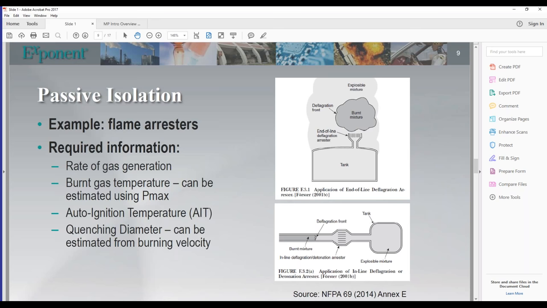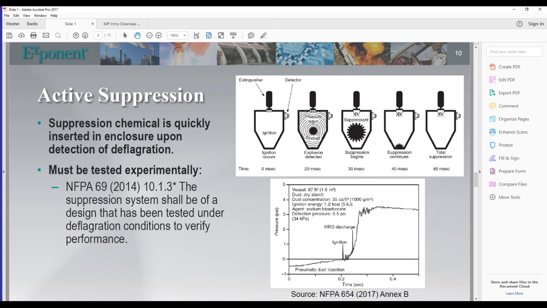The burn gas temperature, of course, is important, and that can be estimated according to the Pmax value, which is produced in the UL standard report. The auto-ignition temperature may be something that you need to know if you want to prevent reignition of the unburned gas. So if you quench a flame, you need to make sure that at some point when it goes to the arrestor, it's not going to be heated beyond the auto-ignition point and reignite. And then finally, the quenching diameter for the flame arrestor can be estimated from the burning velocity, which is something that is going to be provided in the report. Next.